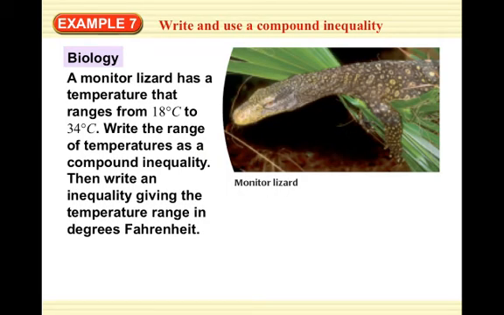Example 7, we're going to look at an application problem here. A monitor lizard has a temperature that ranges from 18 degrees Celsius to 34 degrees Celsius. Write the range of temperatures as a compound inequality. Then write an inequality giving the temperature range in degrees Fahrenheit.